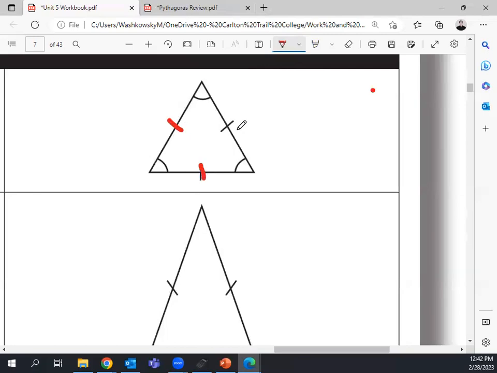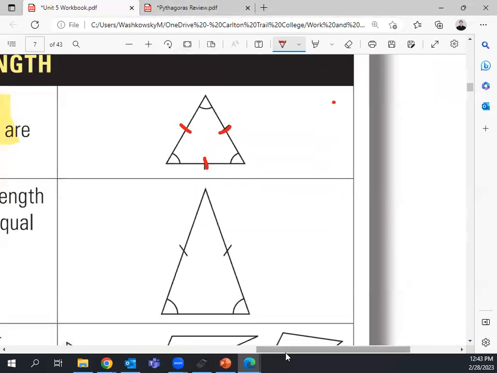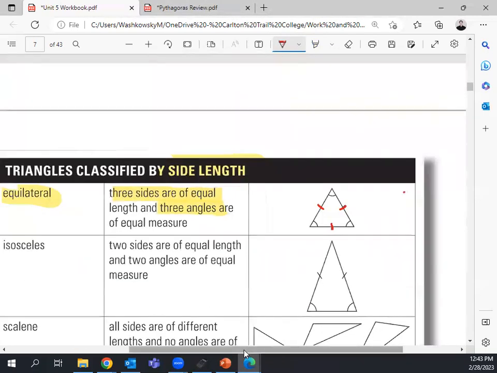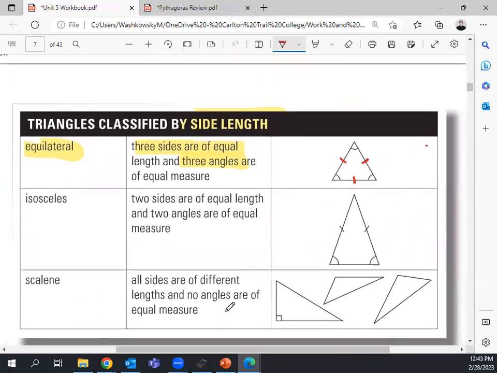All of these sides have one line. That means all those sides are the exact same length. If I told you the bottom's 5 centimeters, the left side has to be 5 centimeters. The right side has to be 5 centimeters. So equilateral triangle, all sides and angles of that triangle are the same.